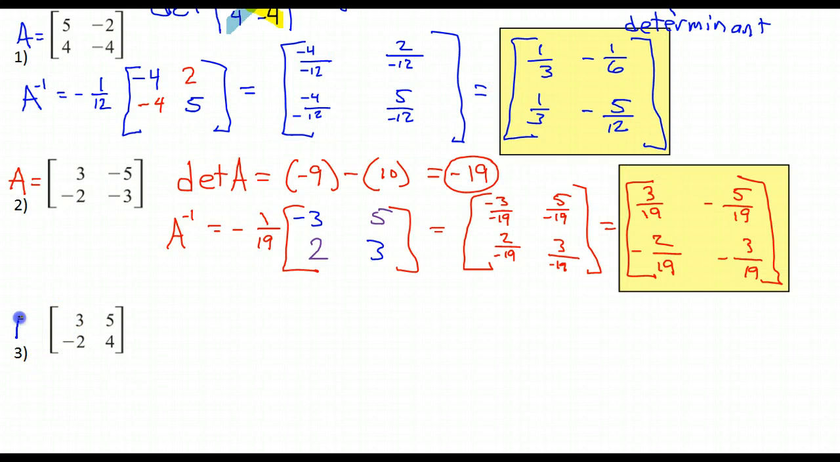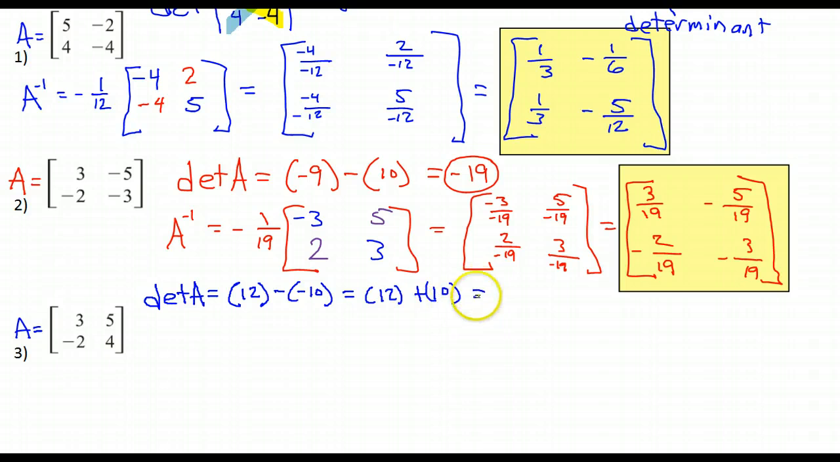Number 3, again, if I call this matrix A, the first thing I need to do is to find the inverse. I need the determinant of matrix A. So that's down diagonal minus up diagonal. So down diagonal is 12 minus up diagonal, which is -10. Minus negative is addition, so this is really the same thing as 12 plus 10, so that's 22. Okay, so there is my determinant.